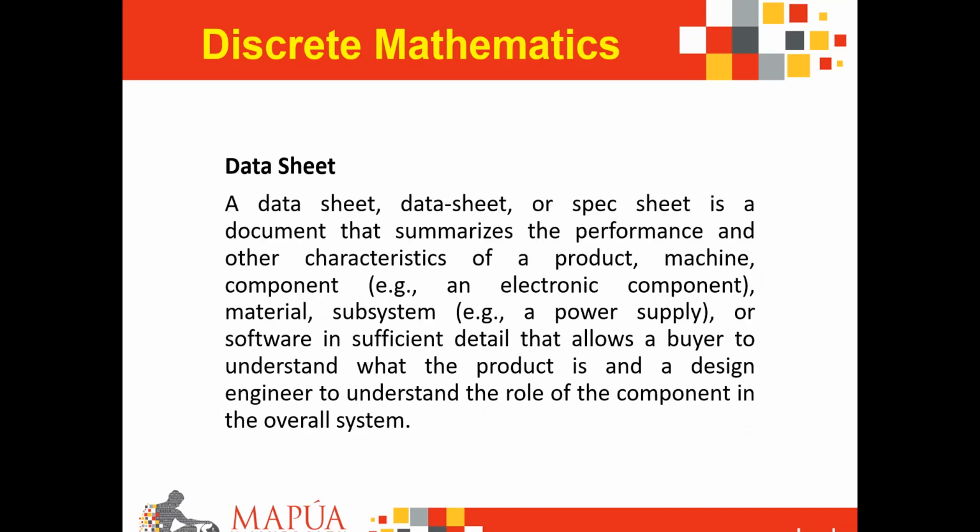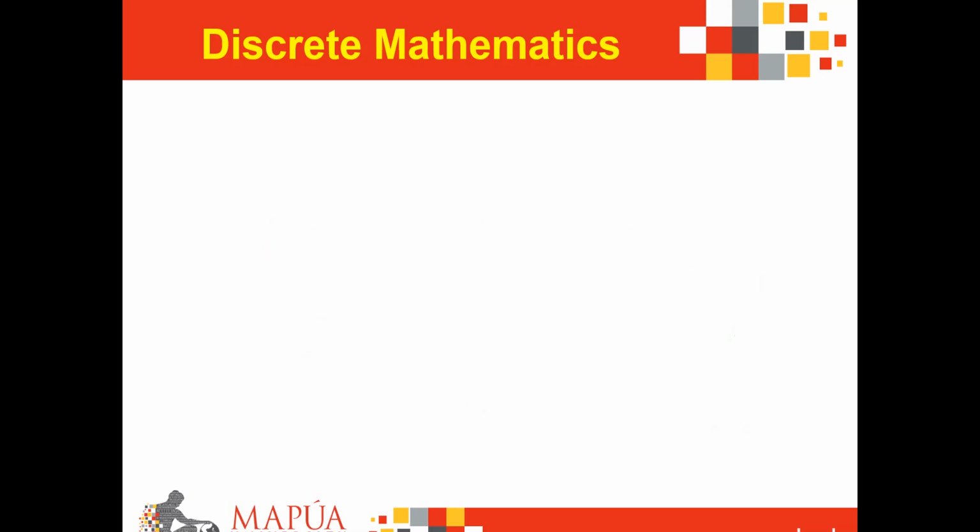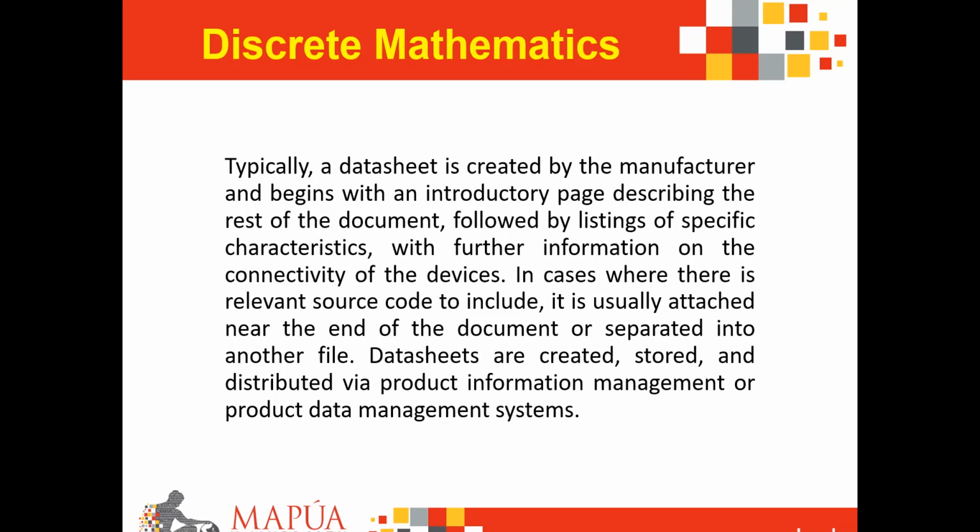This particular information is often seen on what you call a data sheet. A data sheet, or a specification sheet, is a documentation that summarizes the performance and other characteristics of your given particular ICs. This information is often used when creating a design or using your particular ICs. Typically, a datasheet is created by your manufacturer. It begins with an introductory page describing the rest of the document, following a list of specific characteristics with further information on connectivity of your devices.